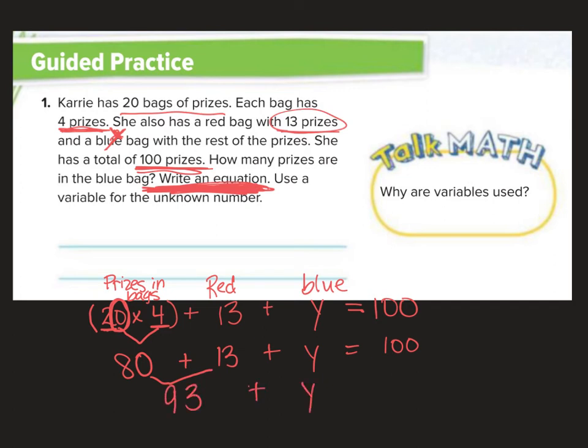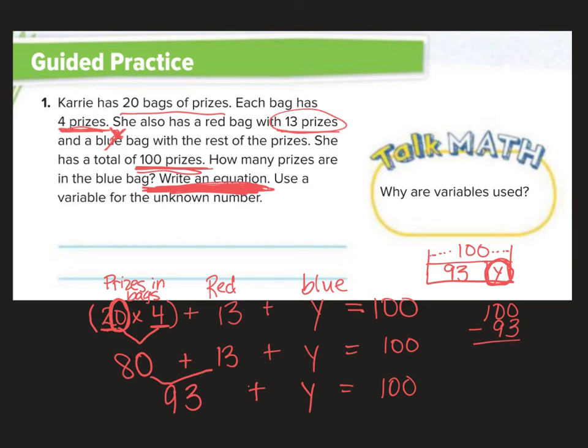plus y equals 100. So if we remember our diagram, 100 is the total amount, and right now I'm looking at 93 plus we don't know. So in order to find out what I don't know, I need to take 100 minus 93.